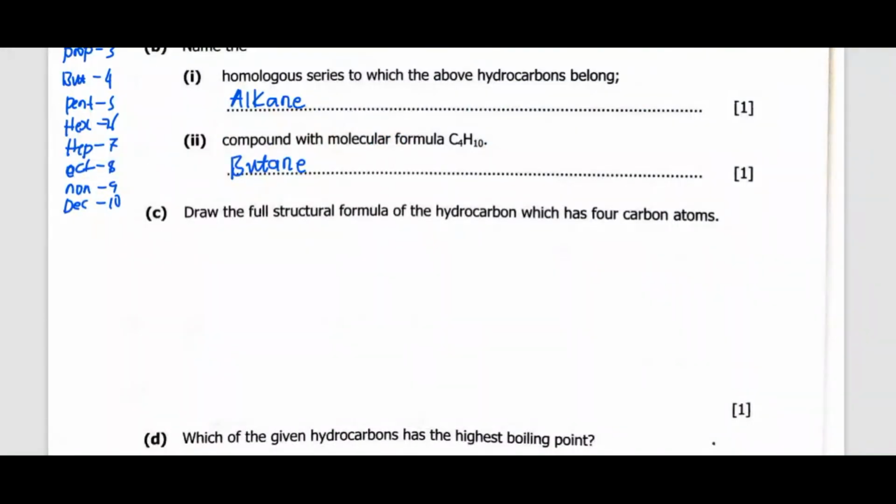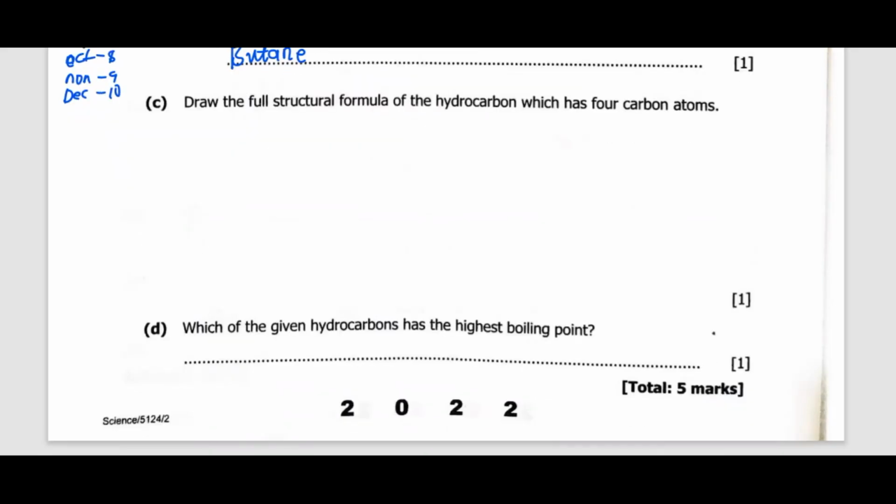Then draw the full structure formula of the hydrocarbon, which has 4 carbon atoms. So we have 1, 2, 3, 4. So remember, we are going to have the single bond since we are dealing with the alkanes. So make sure that the bonds between carbons must all be single bonds. We need to have sigma bonds here.